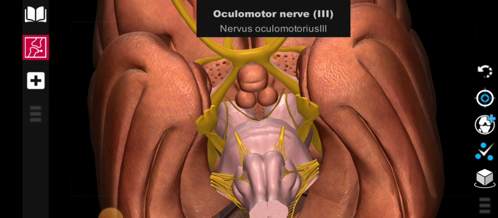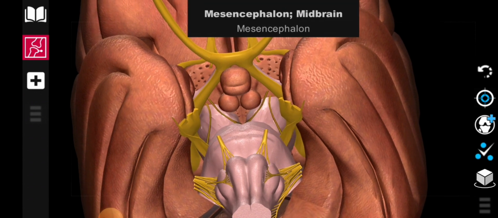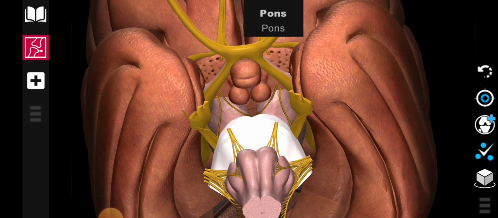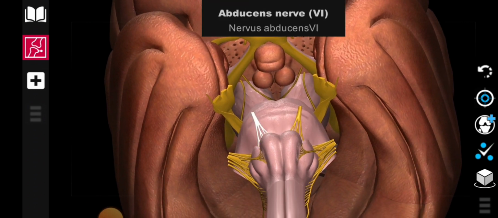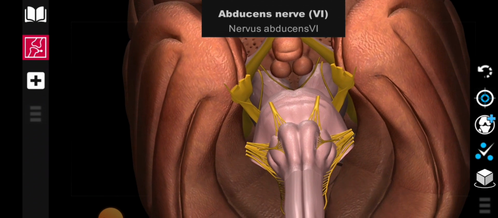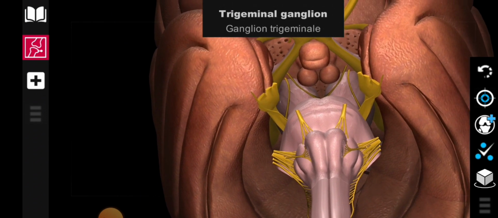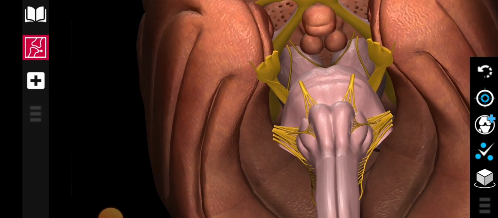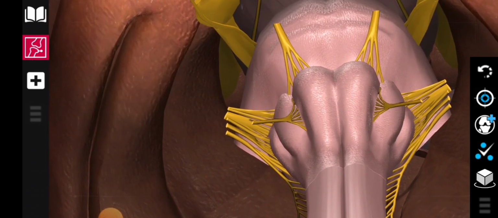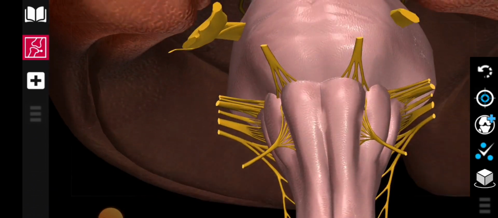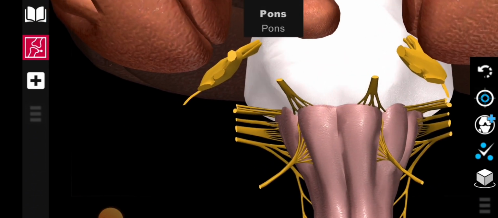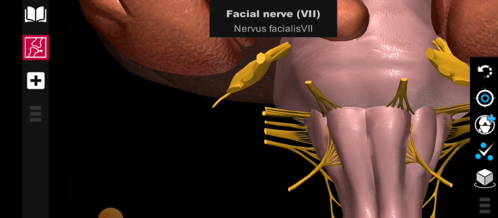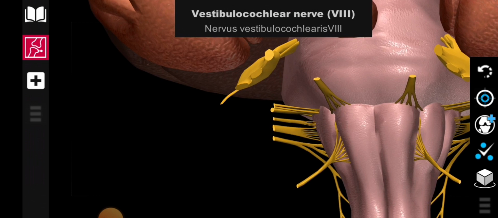It is related to your midbrain. This is the midbrain and this is the trochlear nerve, the fourth cranial nerve. Now again we enter into the pons and we have learned the abducens nerve, right, on its lower edge, the trigeminal nerve, and if I zoom out and show you the base, let me repeat, that was the facial nerve, the vestibulocochlear nerve.